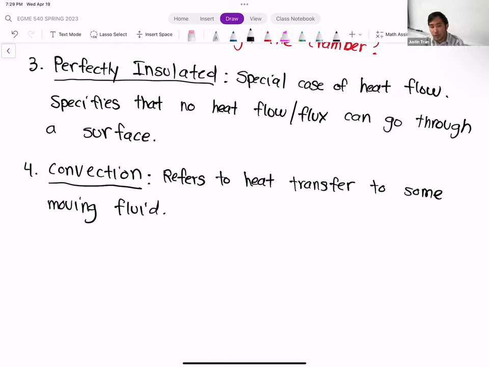The most common fluid that you can have here is air, and so a lot of objects are air cooled. If you have some kind of air flowing over your object, then that flowing air is going to enhance the amount of heat transfer that comes out.